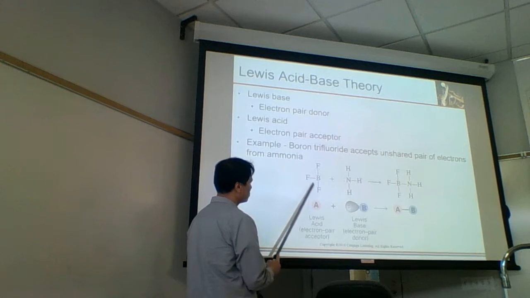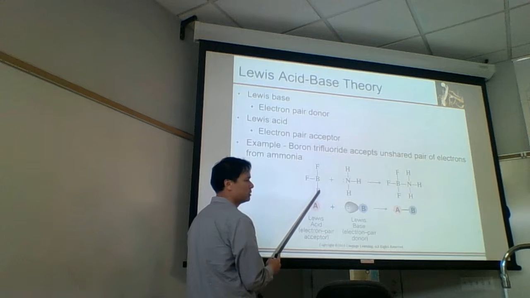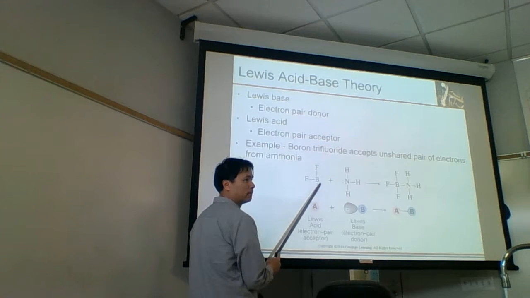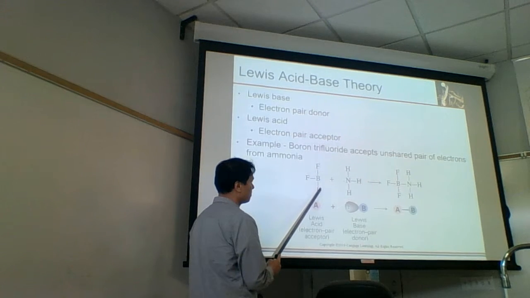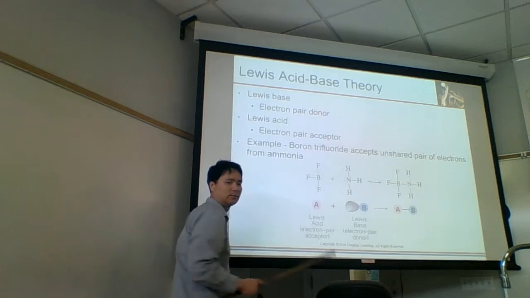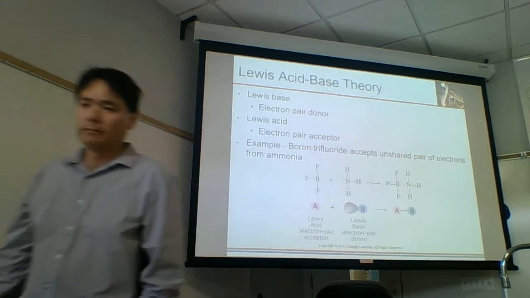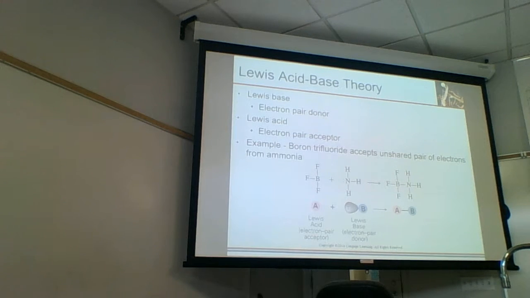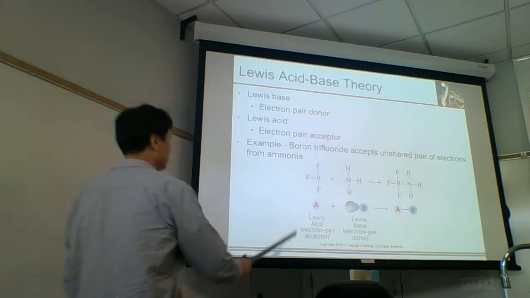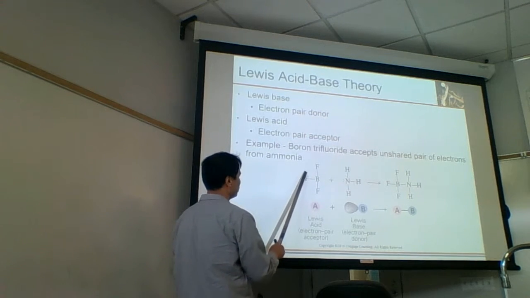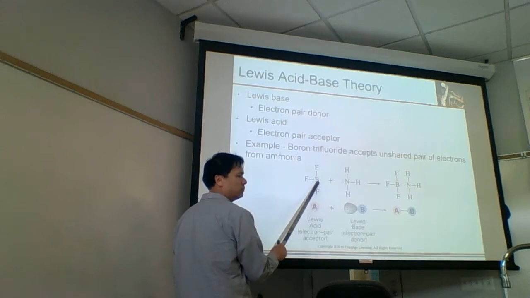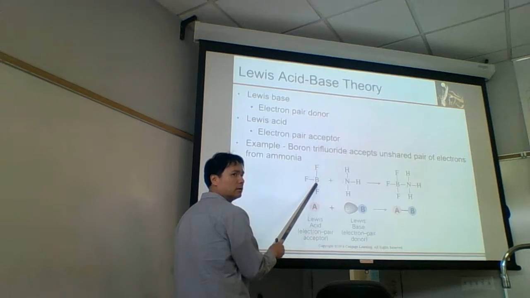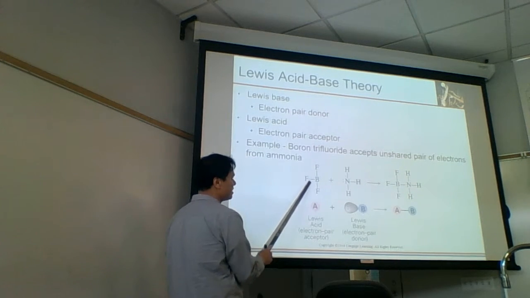Although I don't like this structure. You know what I don't like about this structure? It's missing something. What's missing? There are no lone pairs on fluorine. There should be 3 lone pairs on each fluorine. Are there any lone pairs on boron? There are no lone pairs on boron. So boron has less than an octet.